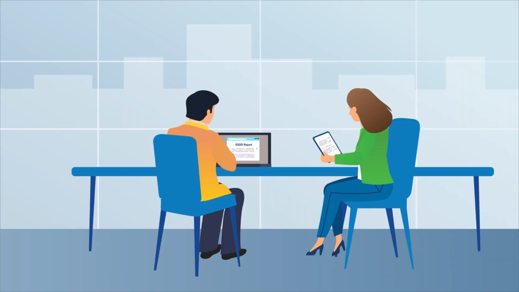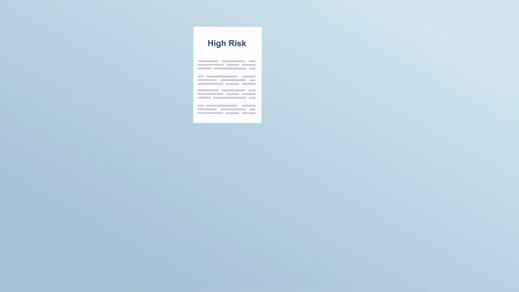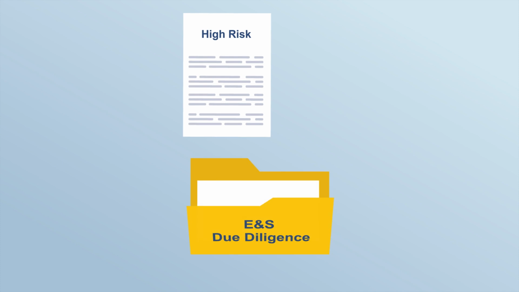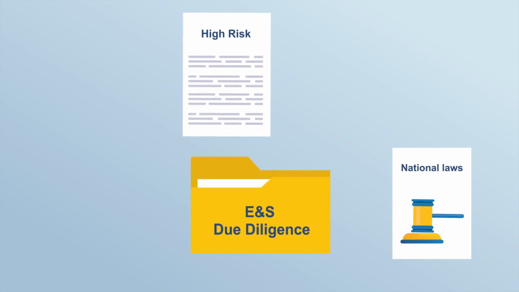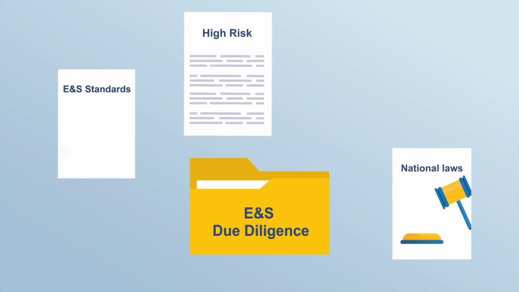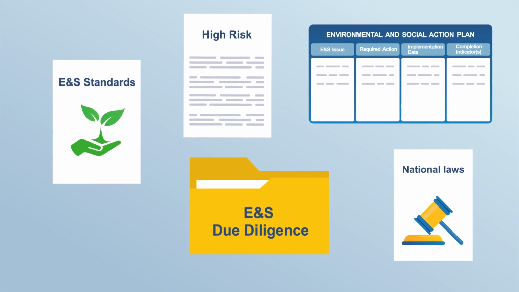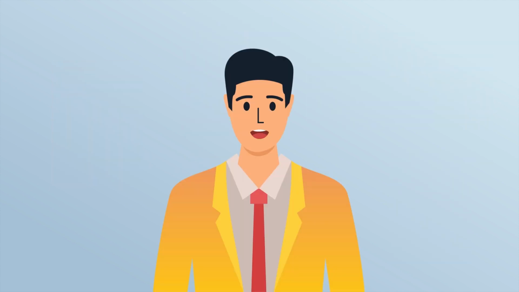Based on the outcomes of the ESDD, the E&S officer and the credit officer summarise the findings in the ESDD report. It should include the assigned E&S risk category, who performed the ESDD, the national laws and applicable E&S standards used to assess the client, and lastly, the environmental and social action plan. So what happens to the ESDD report?